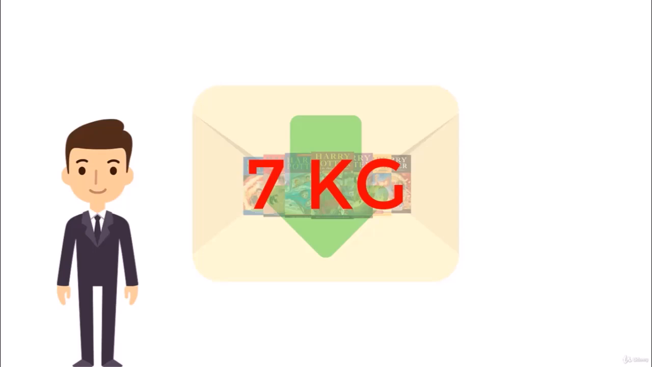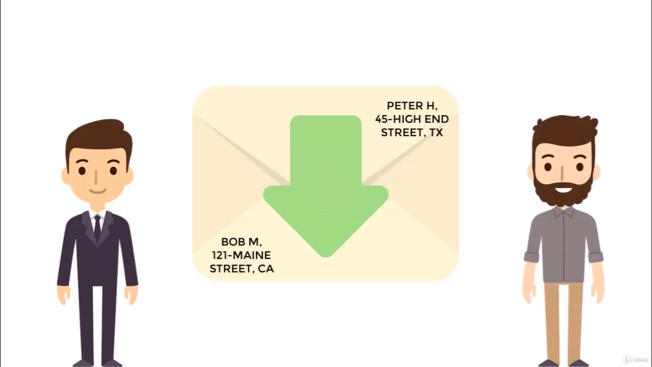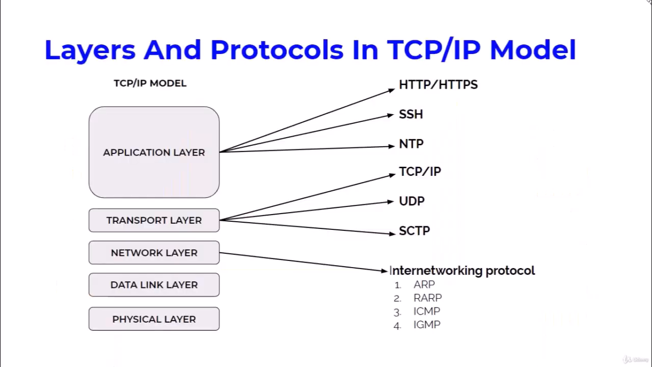So Bob packs all the 7 books into an envelope weighing 7 kg in total. The envelope has Bob's address and Peter's address as well. The following is a detailed discussion on how this transfer of books takes place, so please make sure that you listen carefully. Let us see what happens at the application layer.